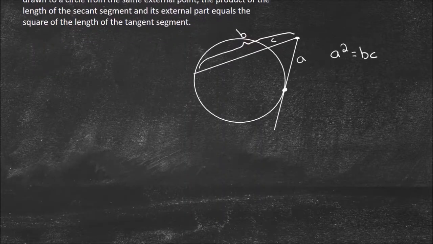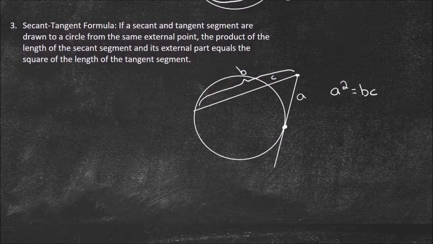Lastly, we have the secant tangent formula. So this says that if a secant and a tangent segment are drawn to a circle from the same external point, so again, same external point, that's this right here, the product of the length of the secant segment and its external part equals the square of the length of the tangent segment. So I can take the entire length of the secant segment. So that's what we did last time. That's the B side. Then the external part is C. And then we can take the length from the external point to the circle of the tangent, that's this part right here, and just square it. So A squared equals BC, and that's our formula for the tangent secant formula.